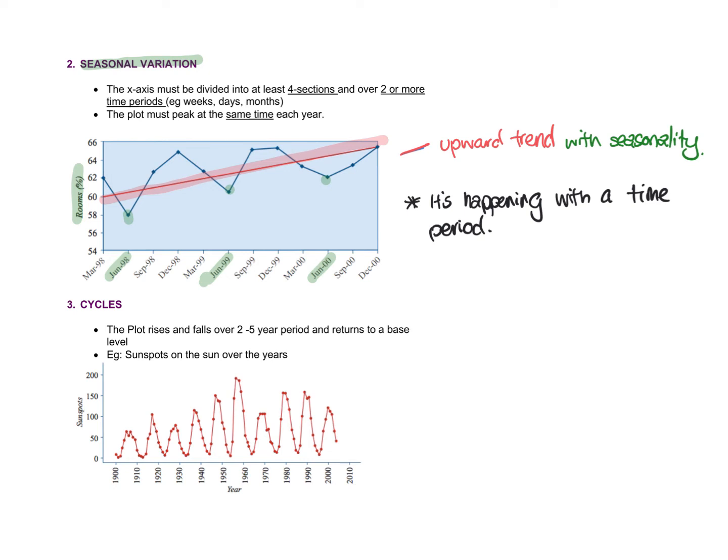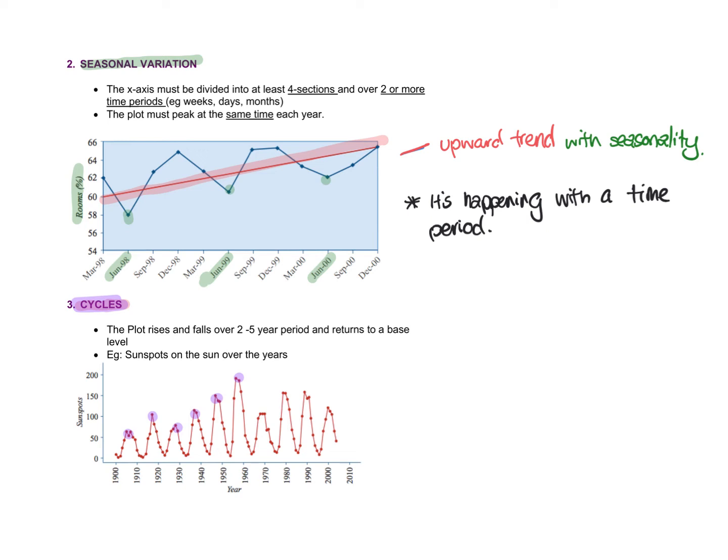Because the other thing we can have is what we call cycles. And cycles is when there's a huge amount of years in between, a huge amount of time periods, but you are seeing it. So can you see here, it peaks every 10 years. So that's a fair chunk. It's not happening within the year, it's happening every 10 years.